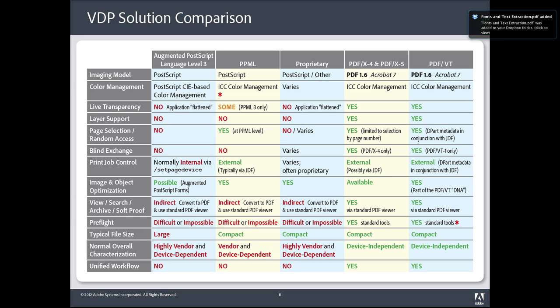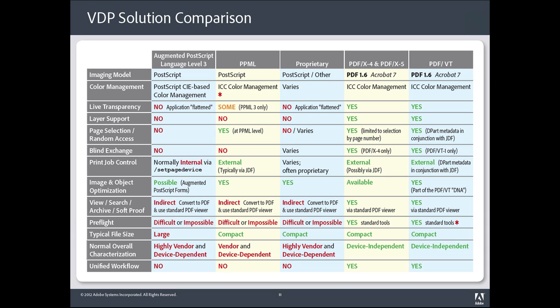Okay, obviously when you go to the left, they have the fewest things: no live transparency, no support for layers, no support for random access. Ever try getting the 533rd page of a PostScript file to print? You have to process the whole thing, ignoring the actual print until you get to that page. That could be very painful and time consuming.